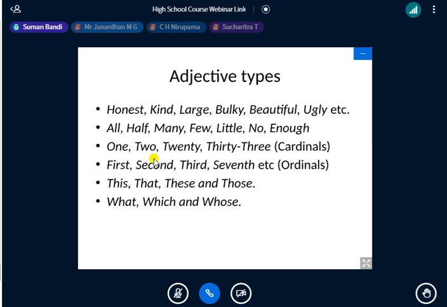So, adjectives. All of us know that adjectives are describing words, isn't it? Each one here represents a different category. First one, what kind of adjectives are they? Honest, kind, large, bulky. What is common for all of them? Qualities. That's right. This is the most important characteristic of an adjective. Adjectives describe quality. So this is the first and most important type.